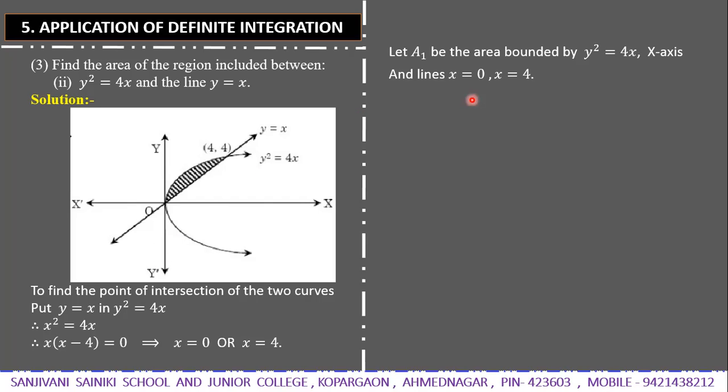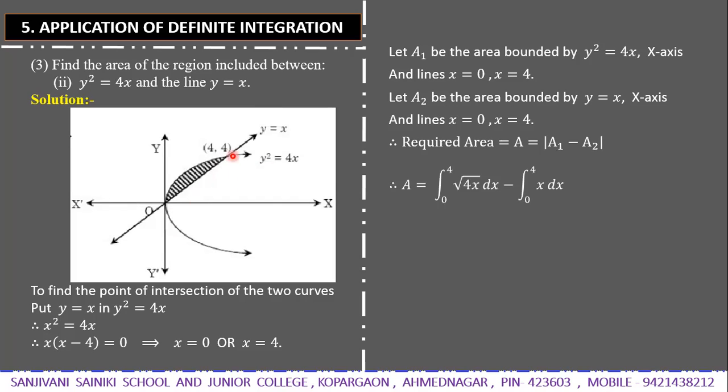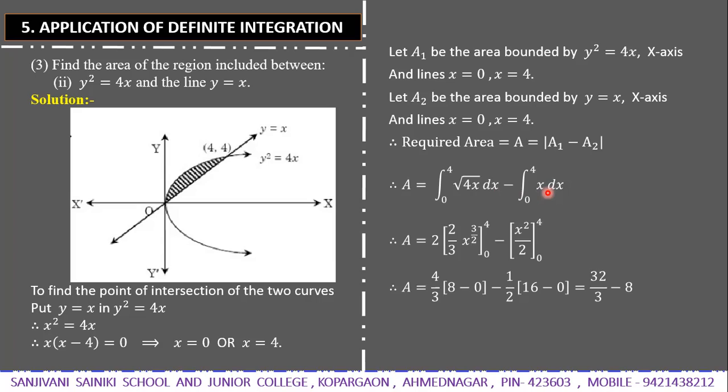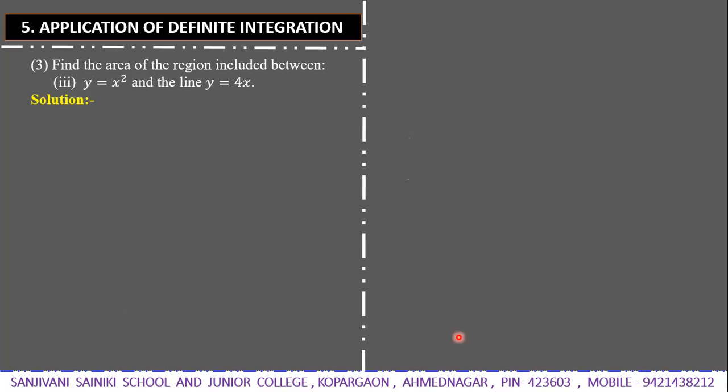Same as the last example, A1 is the area bounded by the parabola and A2 is the area bounded by this line. We will take the difference between these two to obtain the area between the two curves. So the integral from 0 to 4 of √(4x) dx minus the integral from 0 to 4 of x dx. Take the respective integrals and then put the lower limit and upper limit. The root of 4 we can take as 2, and then √x means x raised to 1/2. Its integral is x^(3/2) divided by 3/2, so its reciprocal is 2/3 times x^(3/2). So the actual value is 8/3 square units. The area between the parabola and the straight line is 8/3 square units.